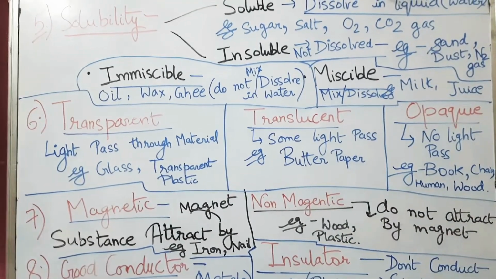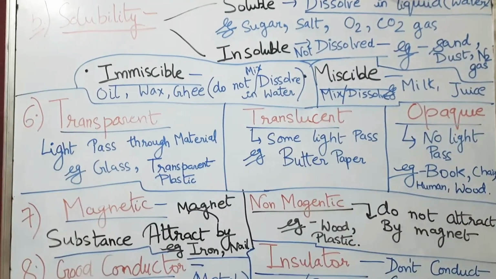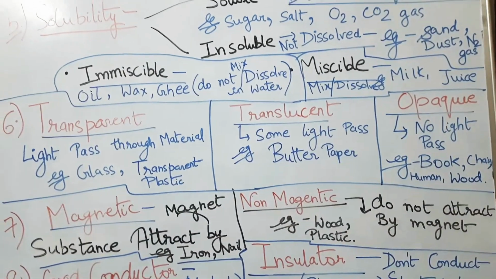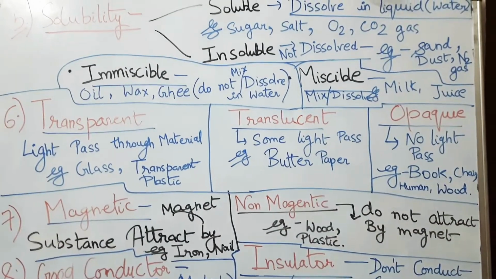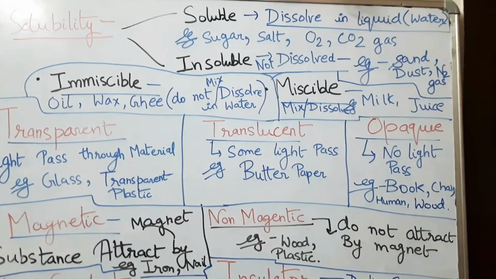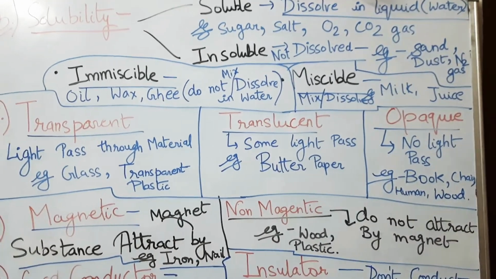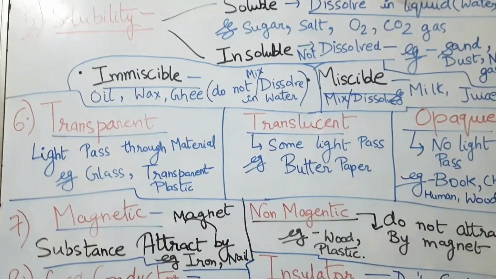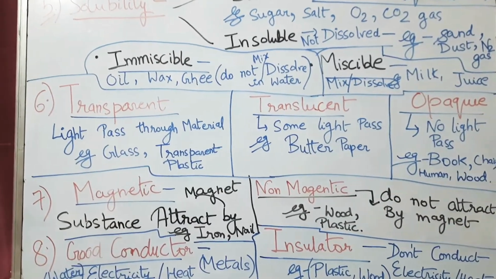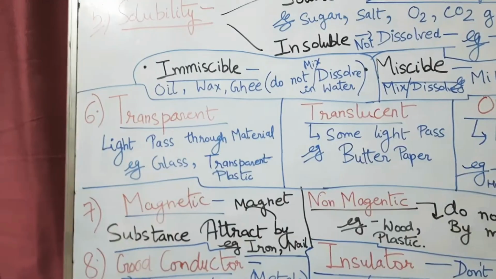In water what dissolves? Generally we are taking water because it is the most universal solvent. It is the most universal liquid in which we dissolve our solute. So miscible examples are those which mix with water, like milk and juice. Immiscible, like oil, does not mix with water. You can do an experiment: take some oil and mix it in water and see the result.